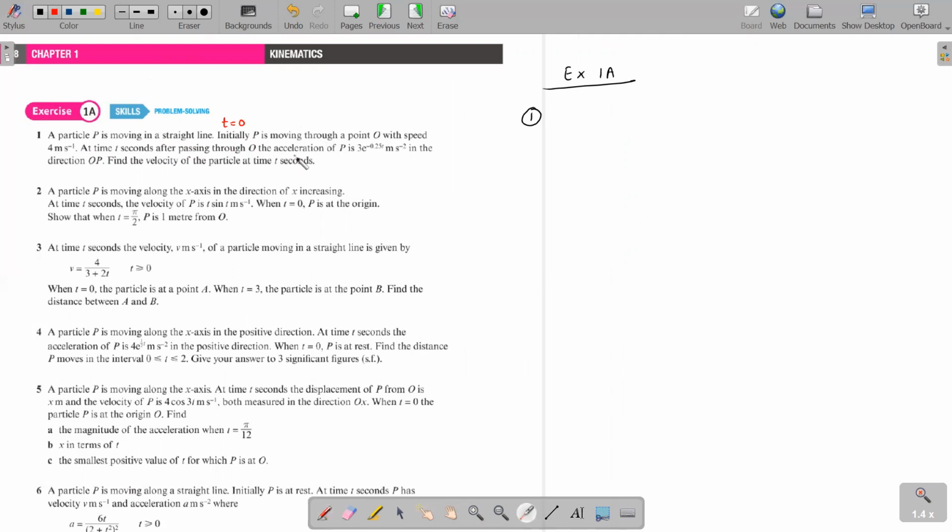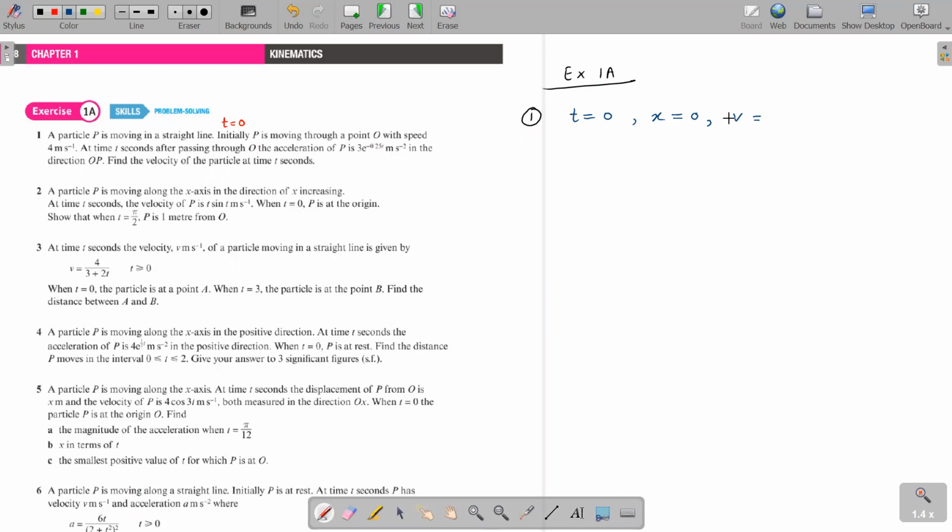So initially, P is moving through a point O. Remember, what we consider as O is like the origin, the place where we have 0, 0. So initially, at time 0, your particle is moving through the origin with speed 4 meters per second. These are kind of like boundary conditions. What have they given you? Write down the boundary conditions. When time is 0, displacement is what? You're at the point O, and from point O only we measure the displacement. So at time 0, x is 0, and what about the velocity?